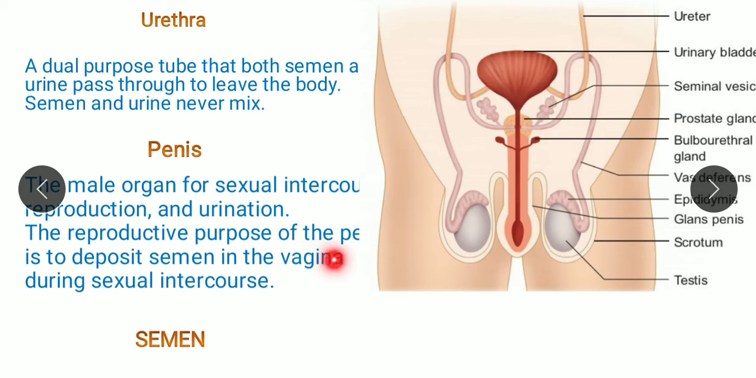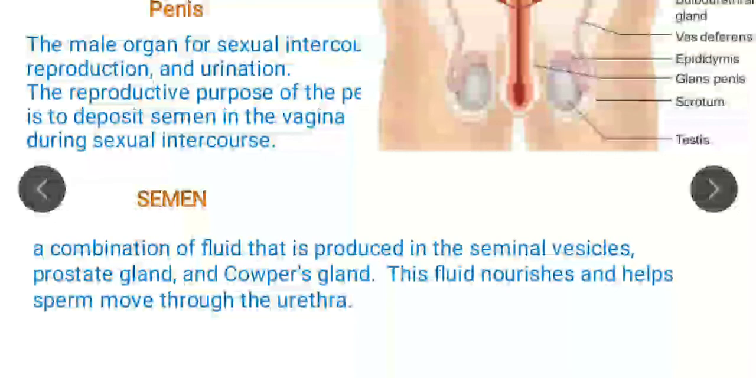Vagina. The vagina is the external opening of the female reproductive system, where the sperm from the male reproductive organ are deposited. It is called the vagina. These are the functions of the penis.